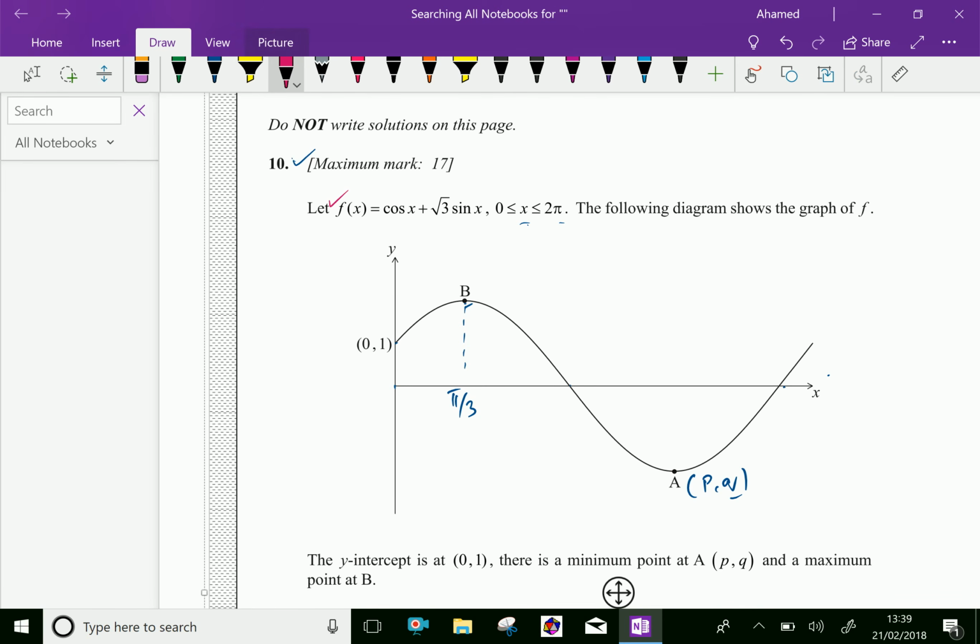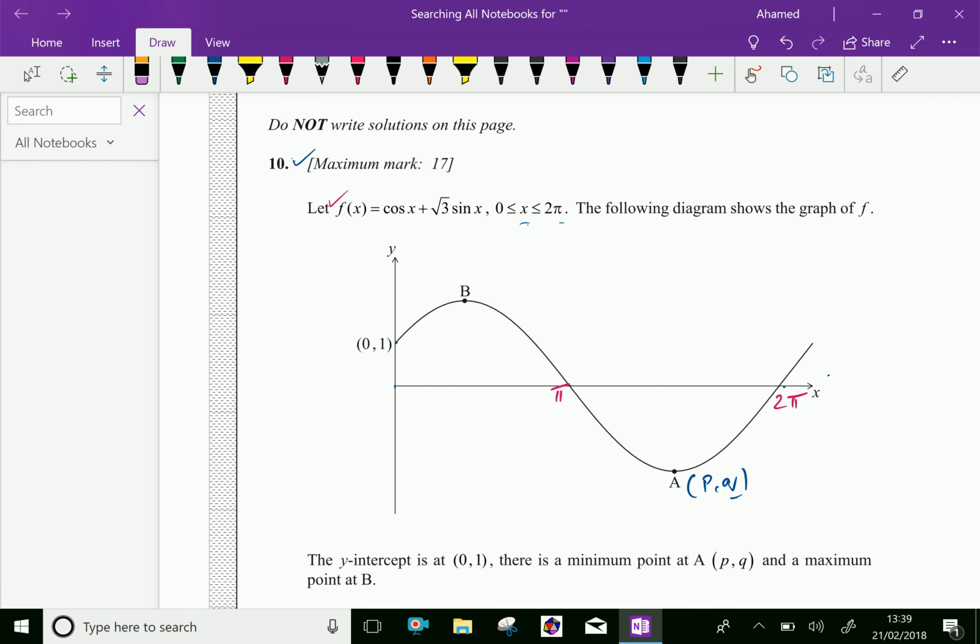Let f of x equal cos x plus 3 sin x. The domain is 0 less than or equal to x less than or equal to 2 pi, and the following diagram shows the graph of f. Here this is pi by 3, this is pi, and this is 2 pi. Pi by 3 we will get later.